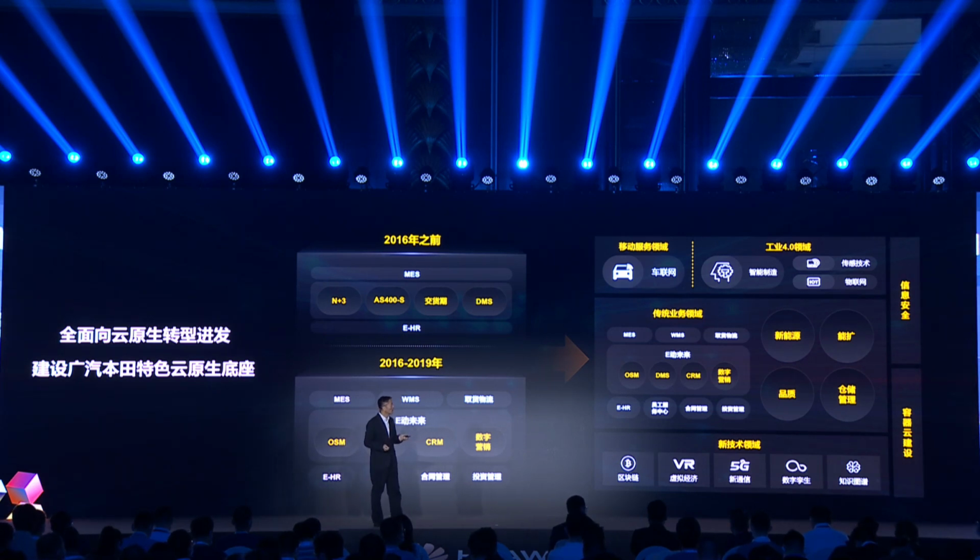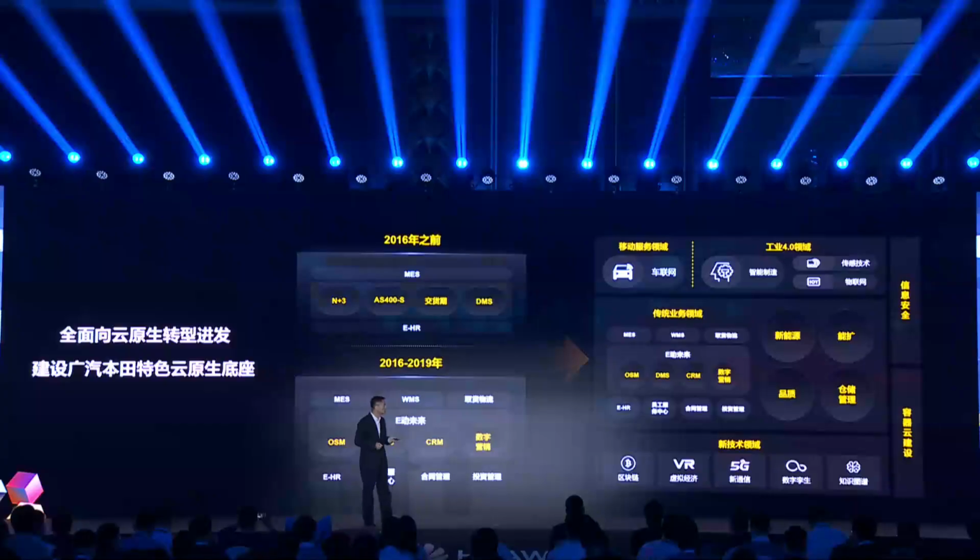Meanwhile, our business has changed, for example, IOV, new marketing and new services. One feature of such business requirements is that they have brought great uncertainties. And also, they require short time to market. And that raised great challenges to our IT team.